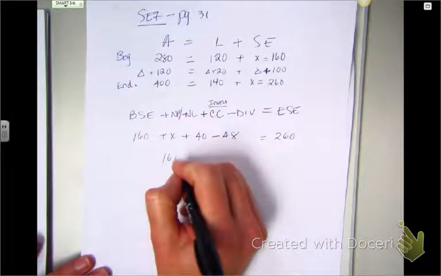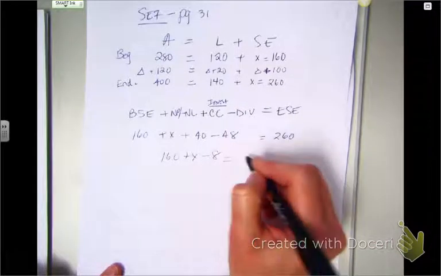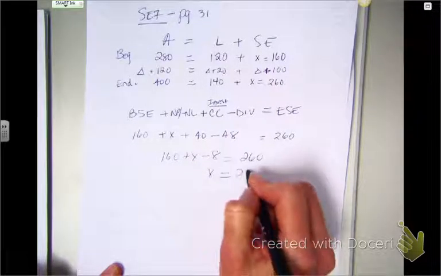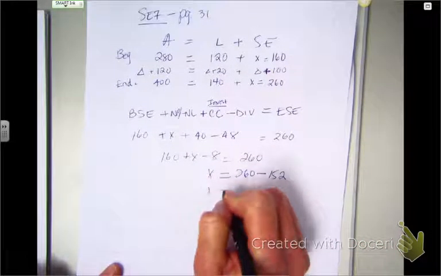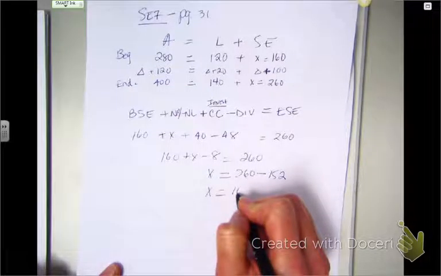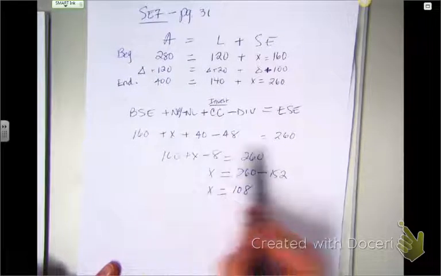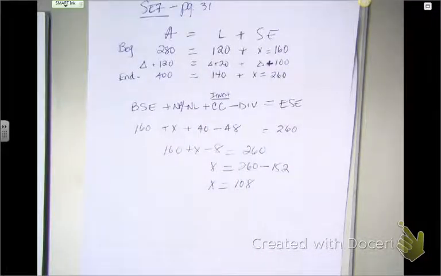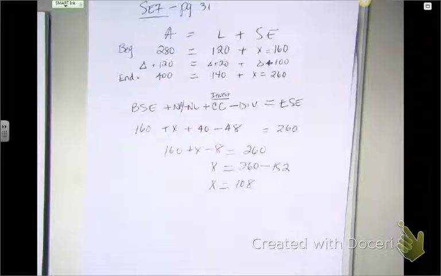Okay, so we have 160 plus X minus 8 equals 260. Right? So this is X equals 260 minus, what is this, 152? Right? So X equals 108. And if we plug that back in, it should help us to get to that 260. Does that make sense? Show of hands. Okay? So you got to know your formulas. You got to know your relationship between your formulas.